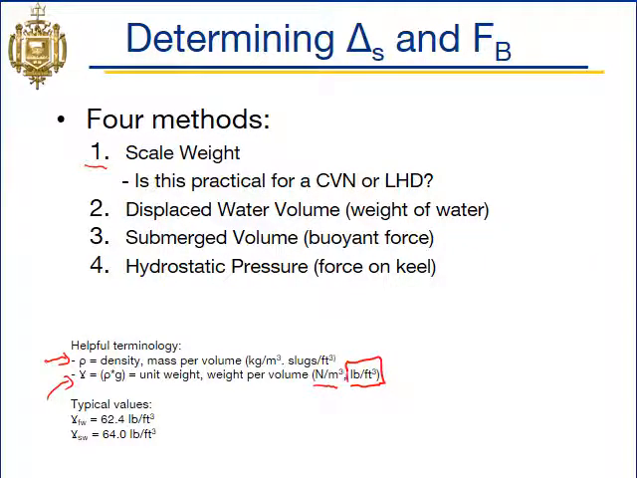You'll probably see pounds per cubic foot most in EN 401. Typical values of gamma are 62.4 pounds per cubic foot for freshwater, or 64 pounds per cubic foot for salt water. And salt water obviously has more weight per unit volume because it has lots of salt. So that increases the unit weight and the density of salt water.